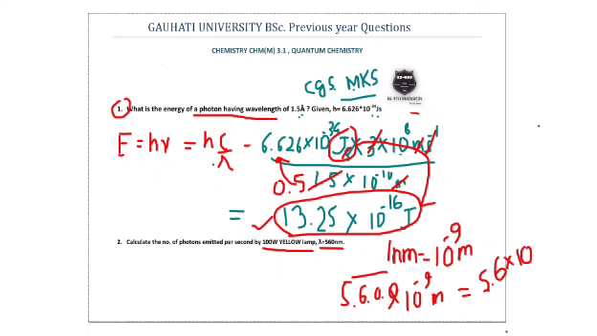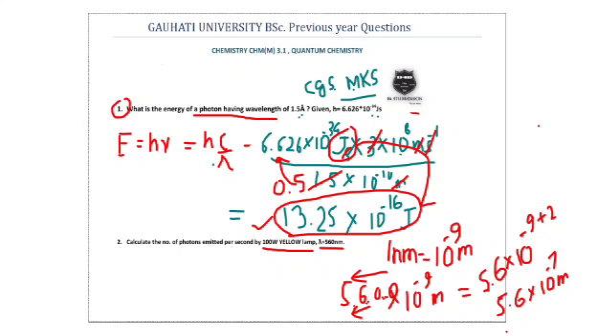So we will move the decimal point from this position to this position, that is 2 digits to the left hand side. So minus 9 plus 2. So this will give us 5.6 into 10 raised to the power minus 7 meter. Okay, everything is sorted out.